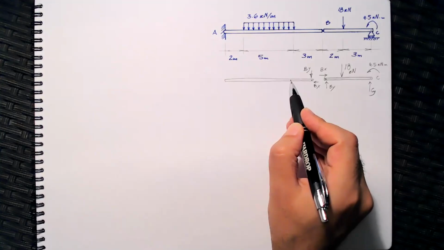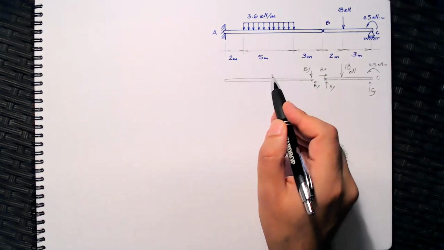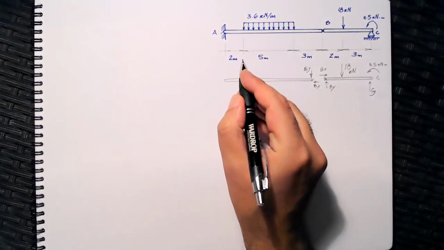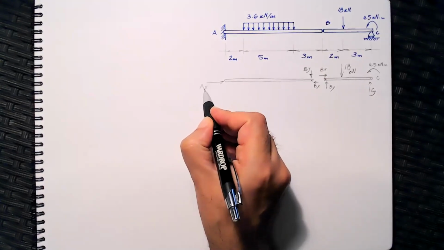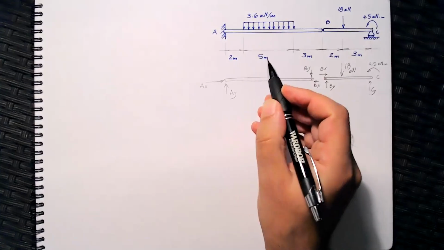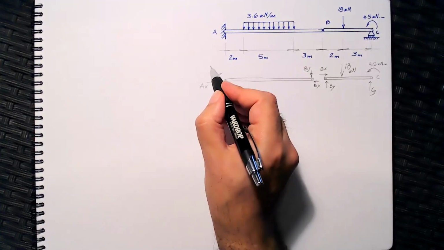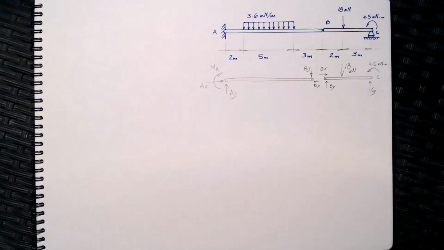Okay, let me very quickly here deal with the distributed load and the fixed support at A. Because A is a fixed support, this will require a reaction in X. I will call this Ax. A reaction in Y, I will call this Ay. And because of the fixity, I will put a couple and we'll call it the moment at A. These are three unknowns.